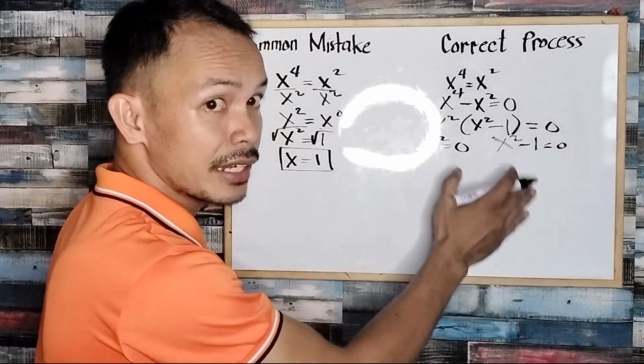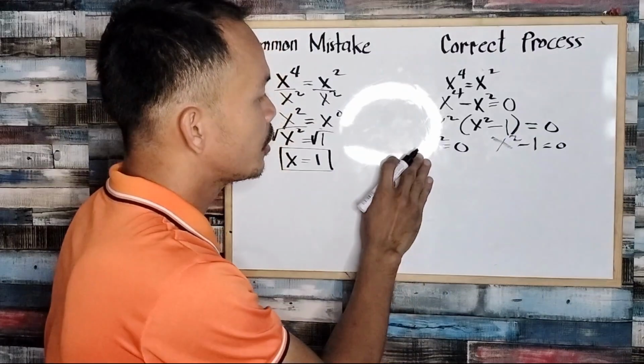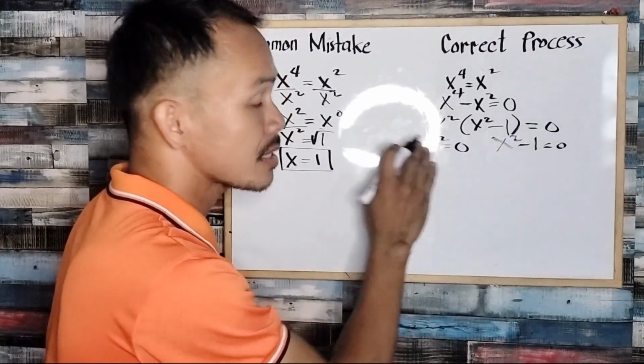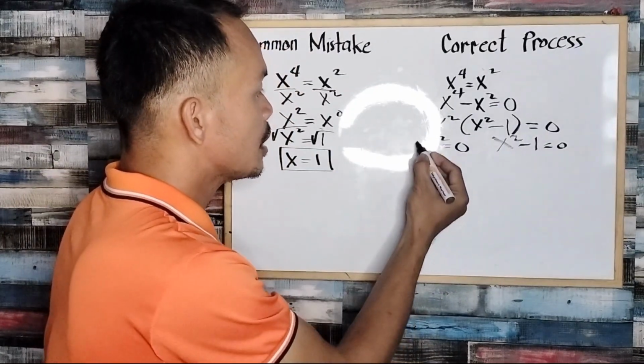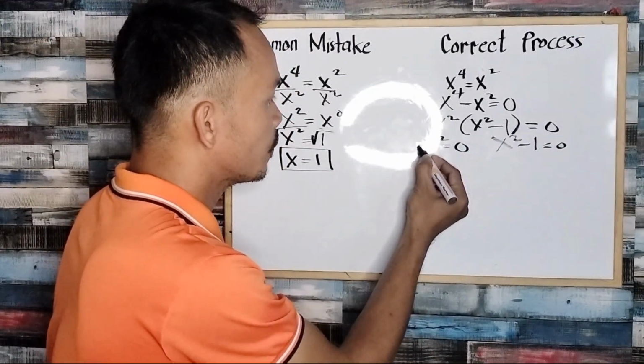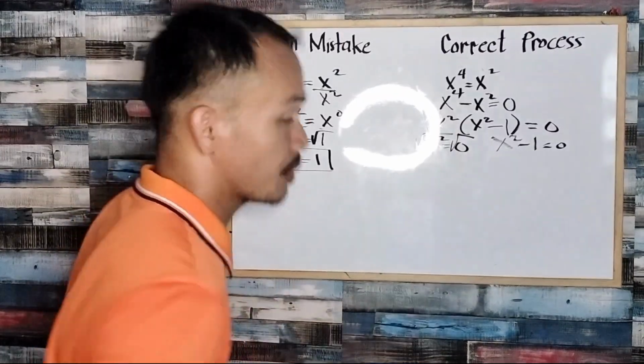We are not yet done here because we have to find the value of x. Remember here that the x has an exponent of 2, right? So what we're gonna do here is we have to get the square root of x squared, and of course 0, right?